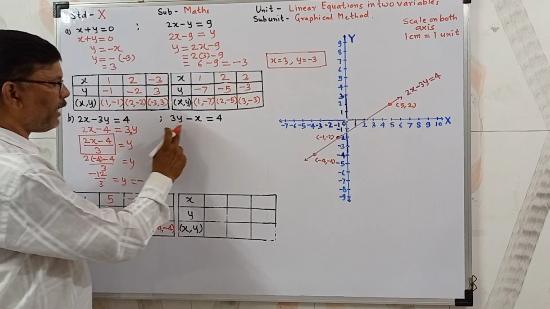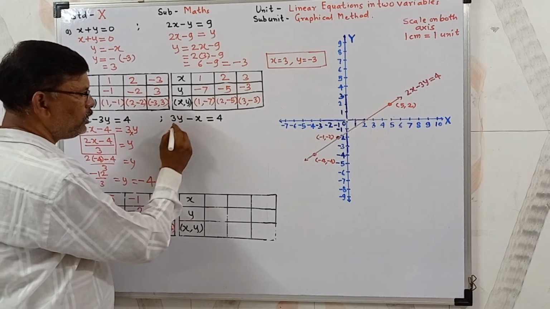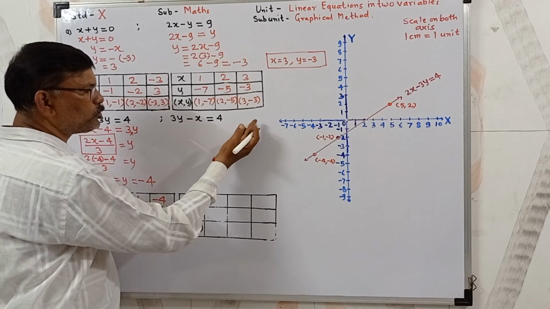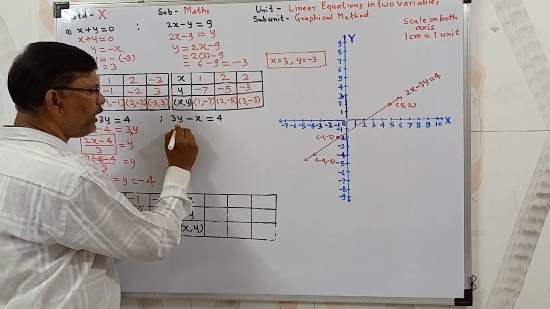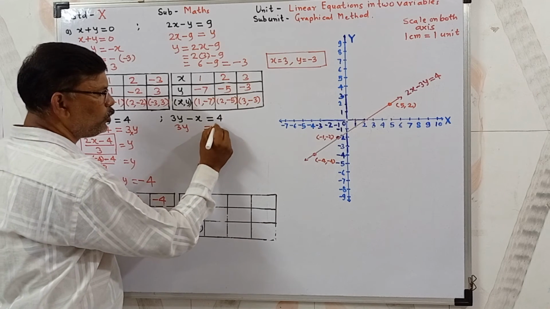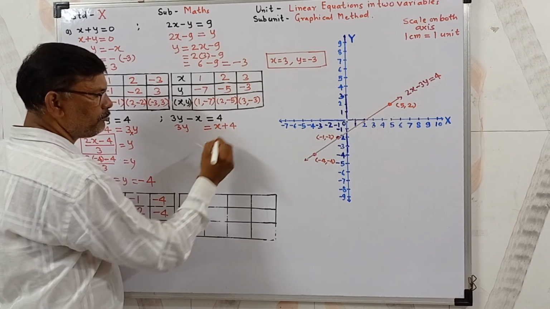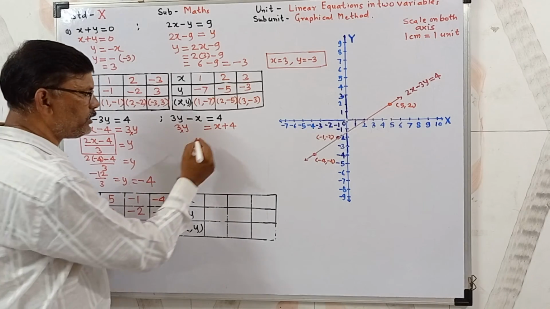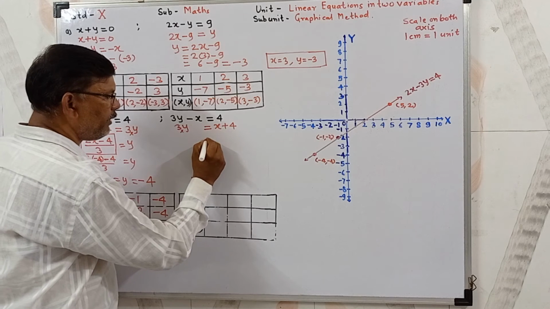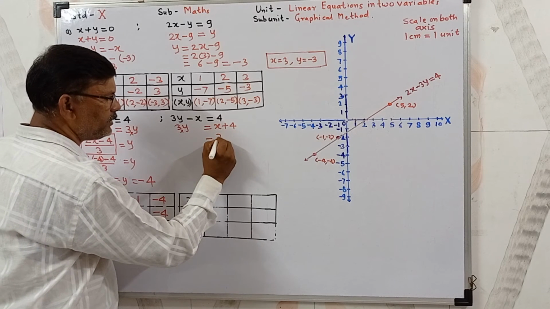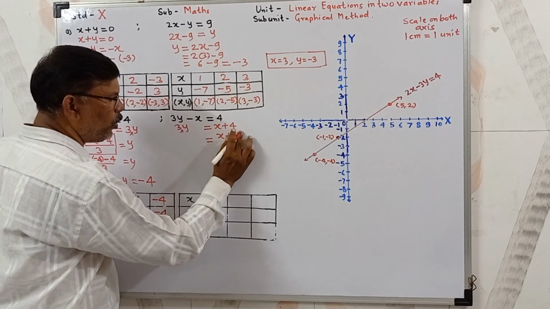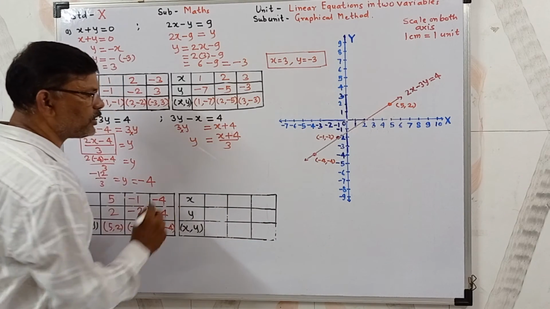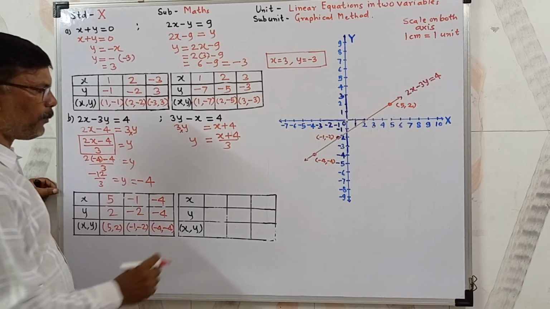Now the next one is 3y minus x equal to 4. X has a minus sign, and when it goes to that side, it becomes plus. 3y is equal to x plus 4. Now here 3 is multiplied with y, so it goes to that side as a divisor. Y is equal to x plus 4 upon 3.